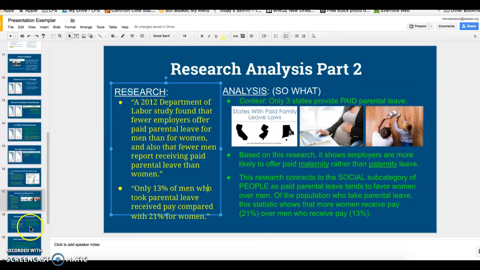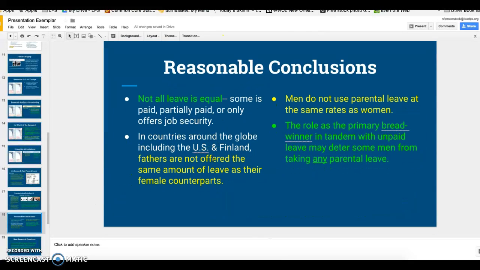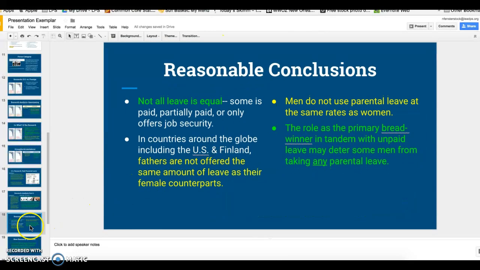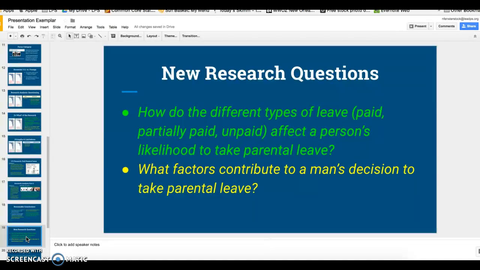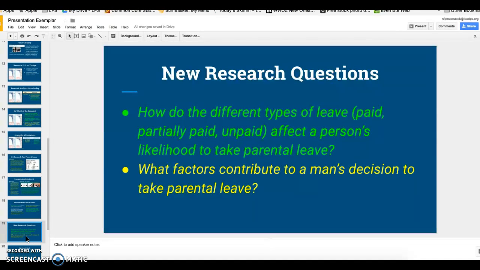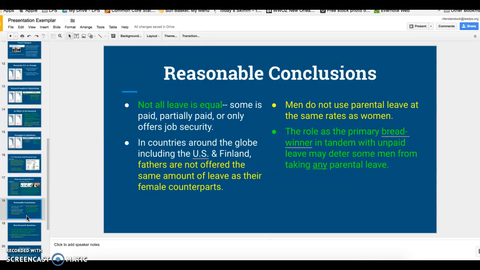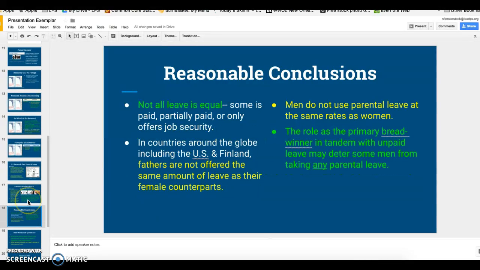Okay. After that comes the reasonable conclusions slide. Both the reasonable conclusions and the new research questions slide, okay, we will review as a class together next class. They're things that won't take you a ton of time, okay, so don't worry too much about them.